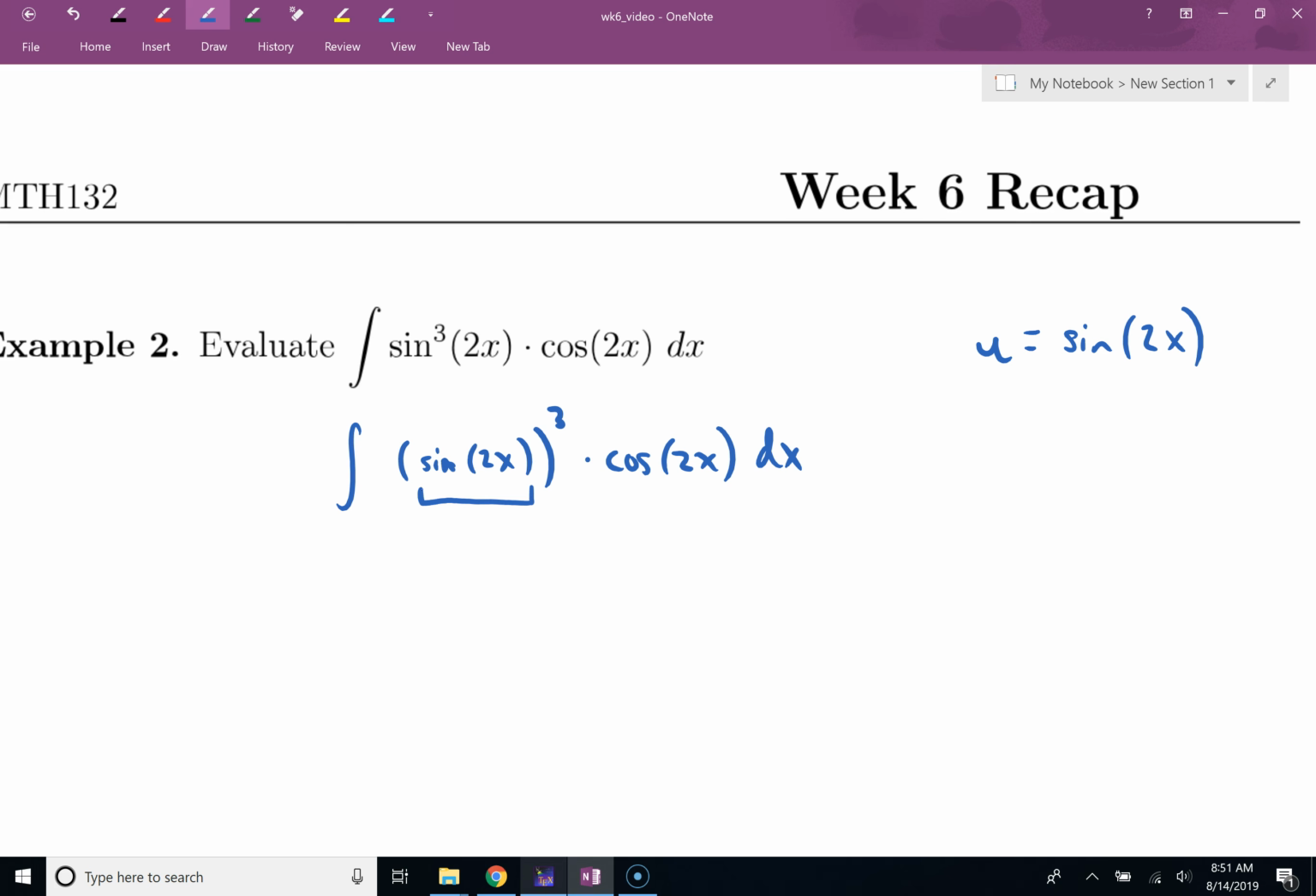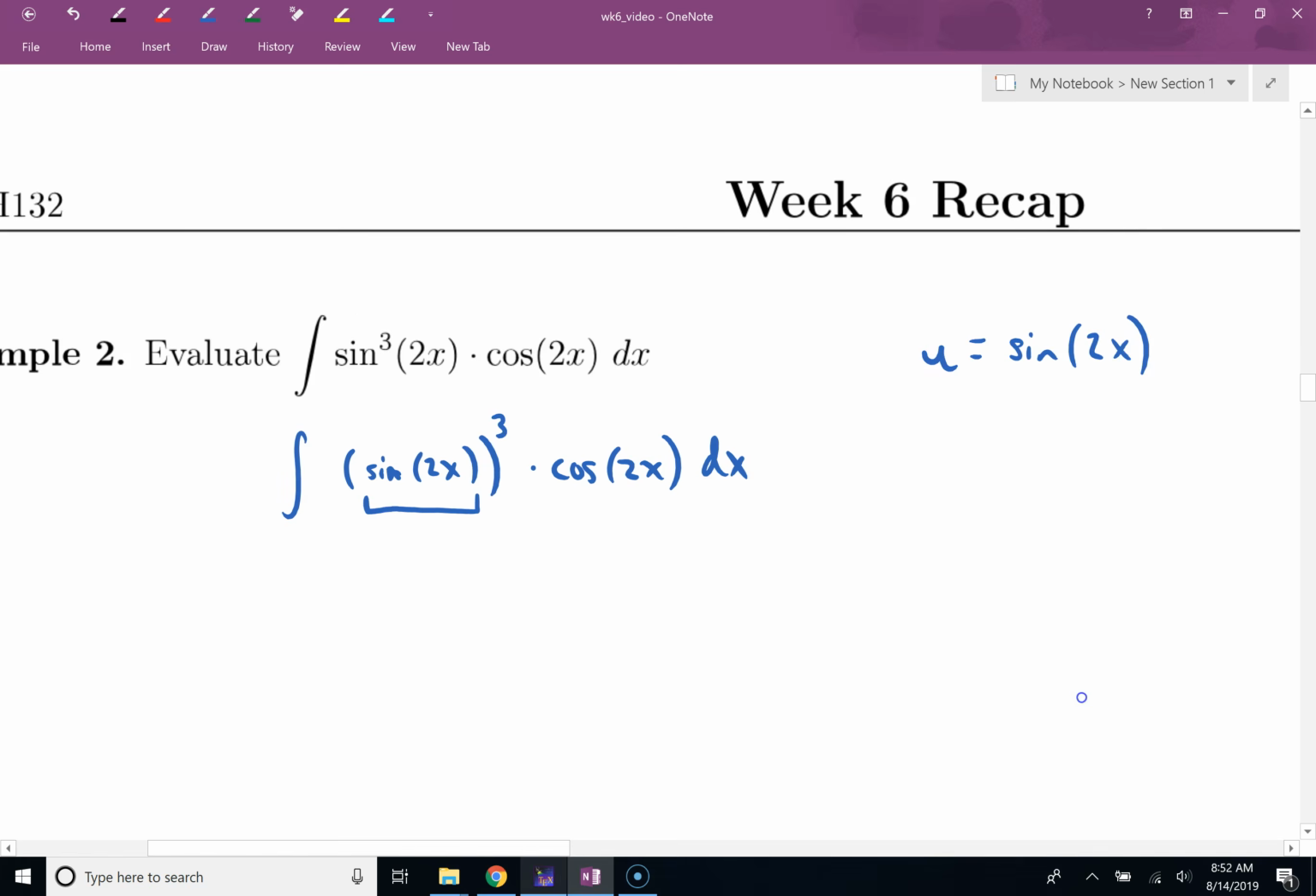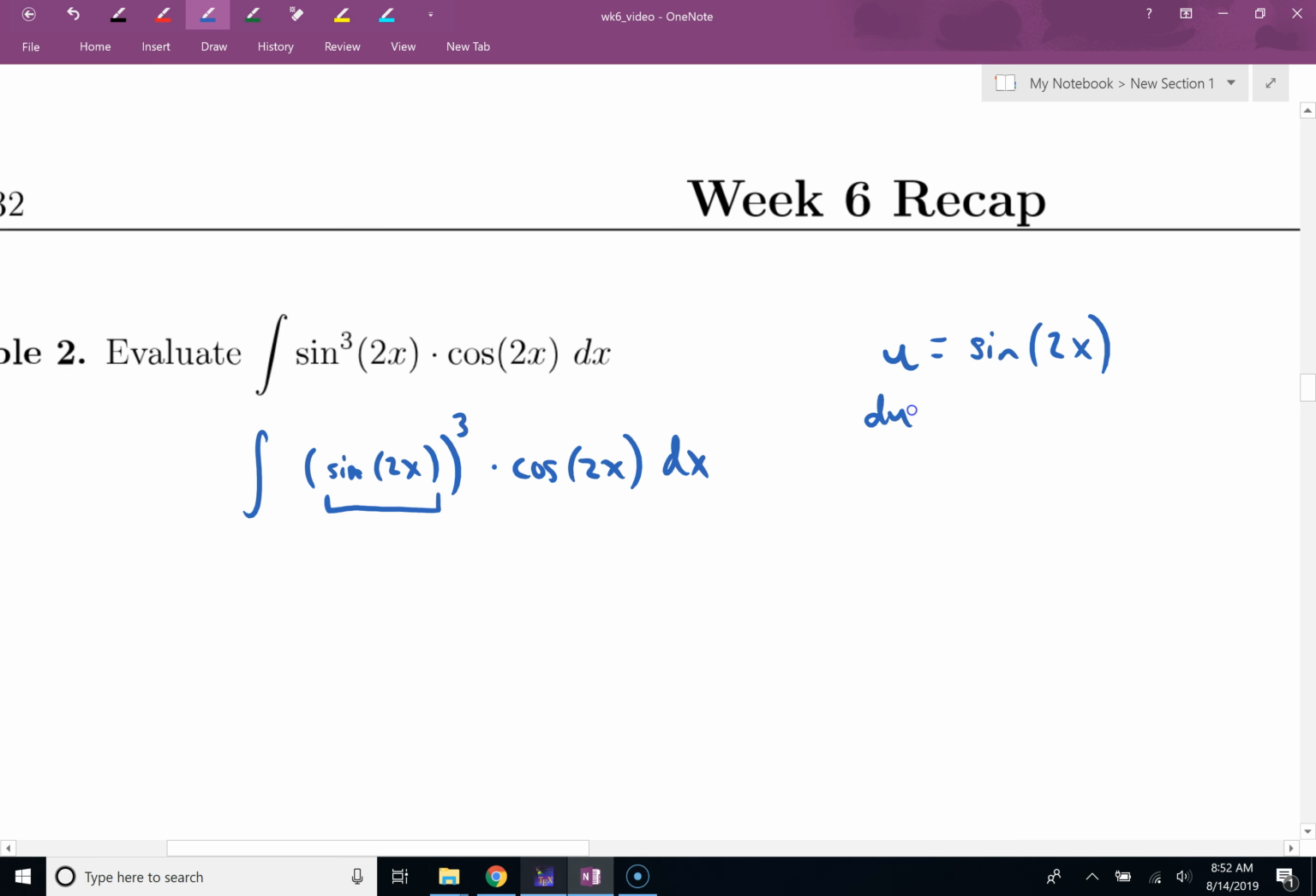It's inside of the cubing function: sine of 2x needs to be cubed. Writing it in this way, you really see that it's inside of this cubing function. So it is an inside function, and it's consistent with that rule of thumb that I told you. The other great thing that comes out of this is that when you calculate your du, the derivative of sine is going to be cosine. Leave the inside alone. Then we multiply by the derivative of the inside.